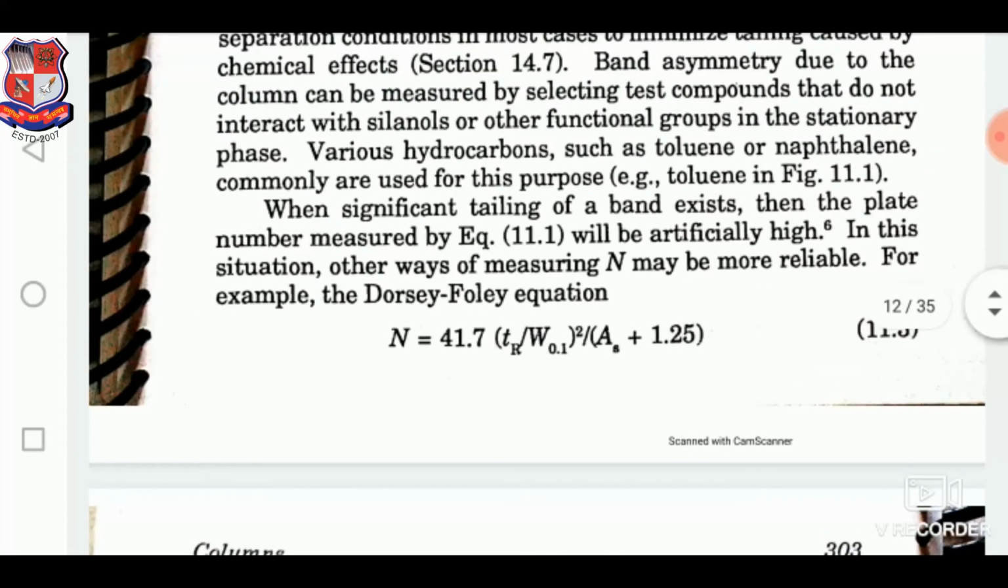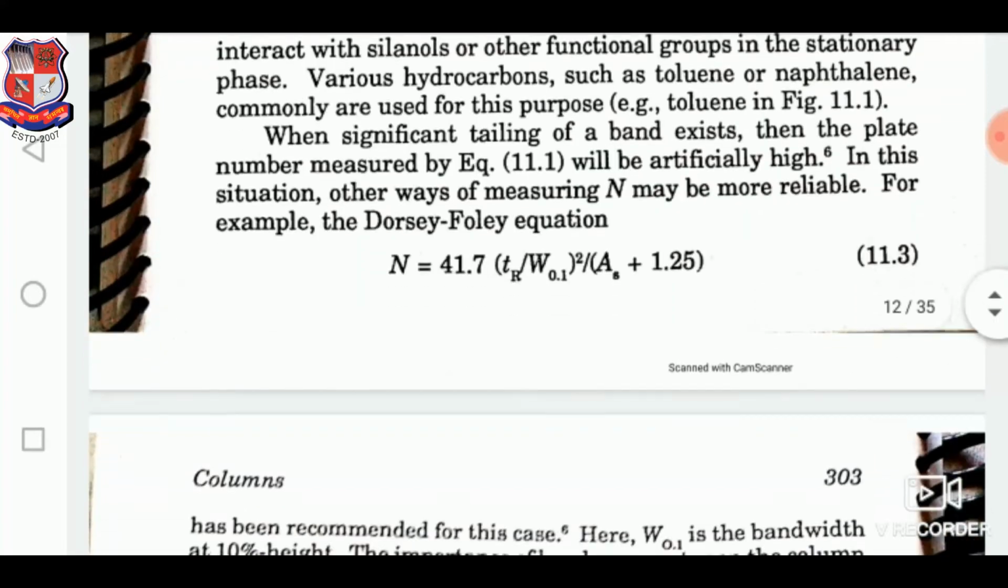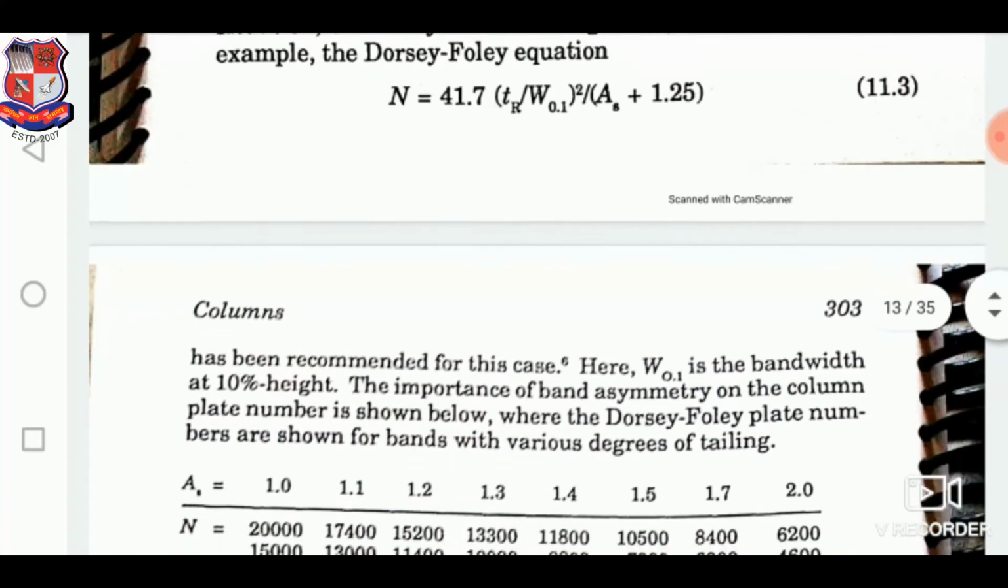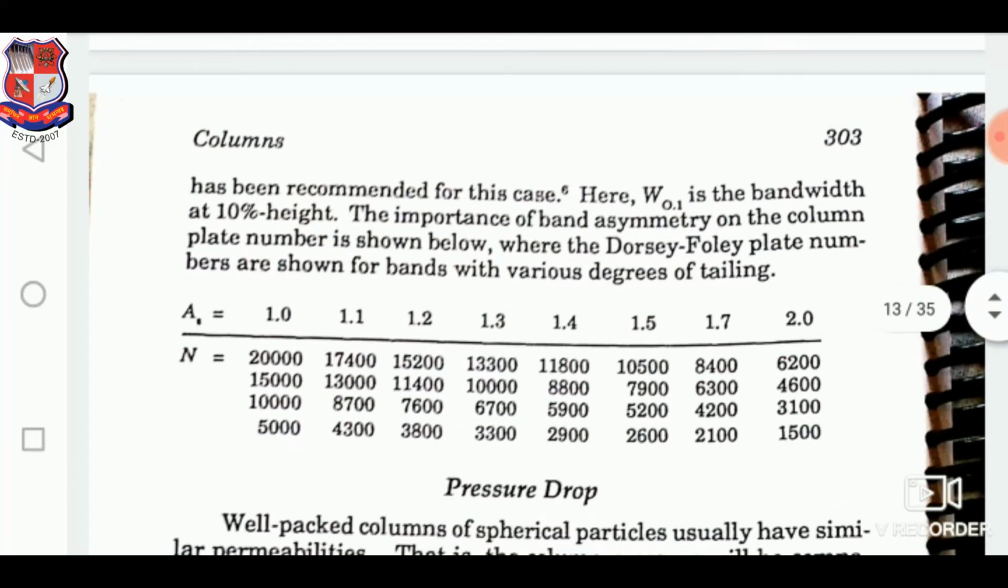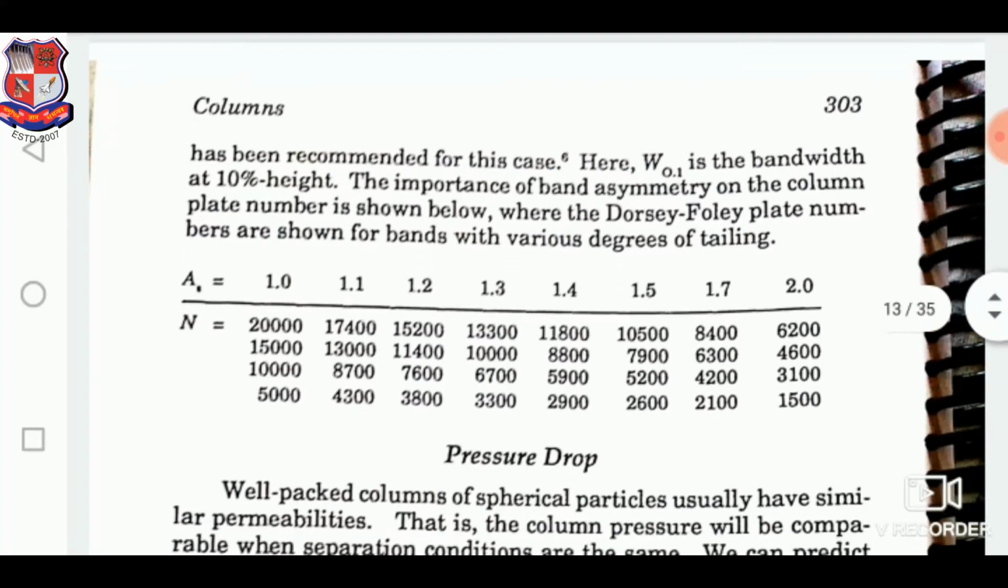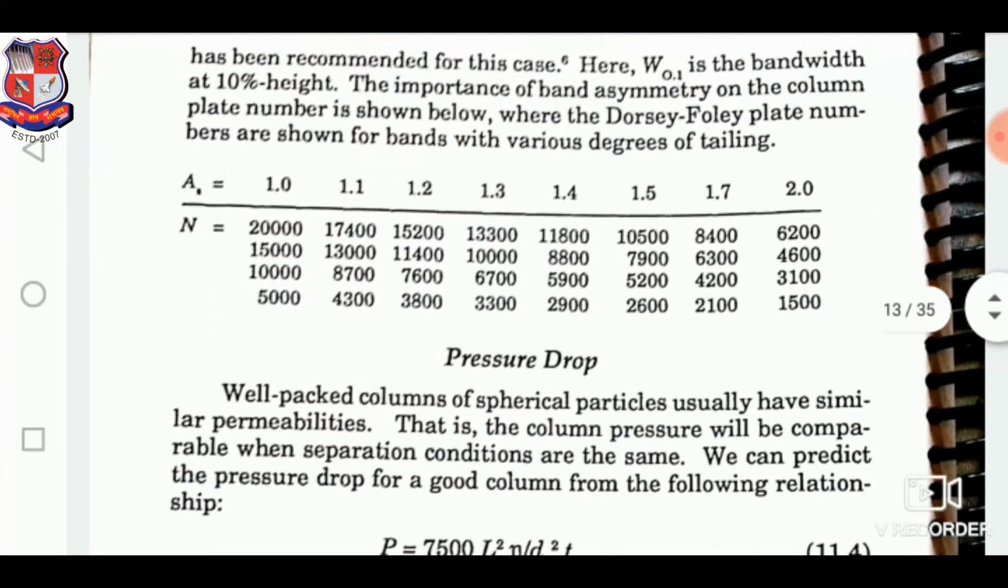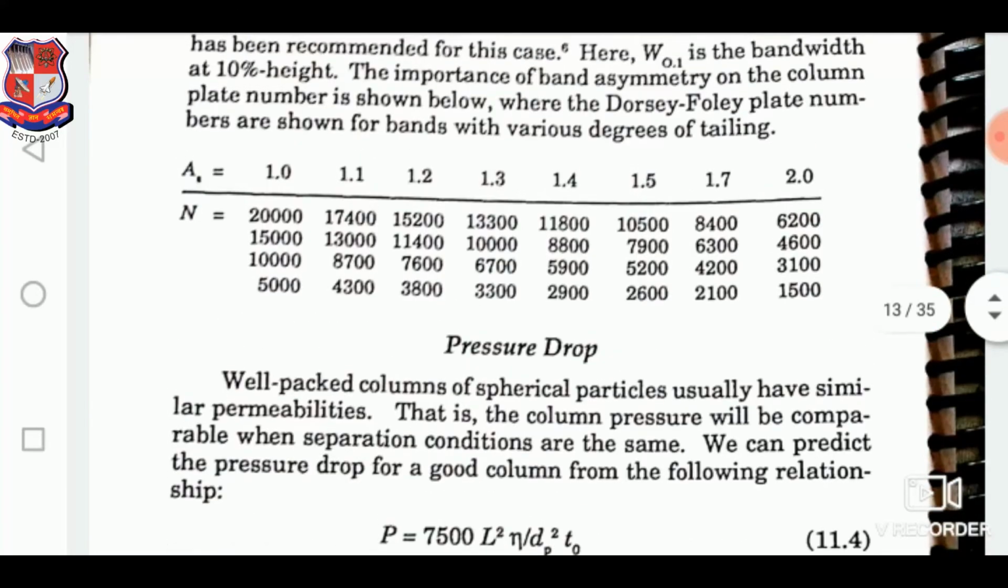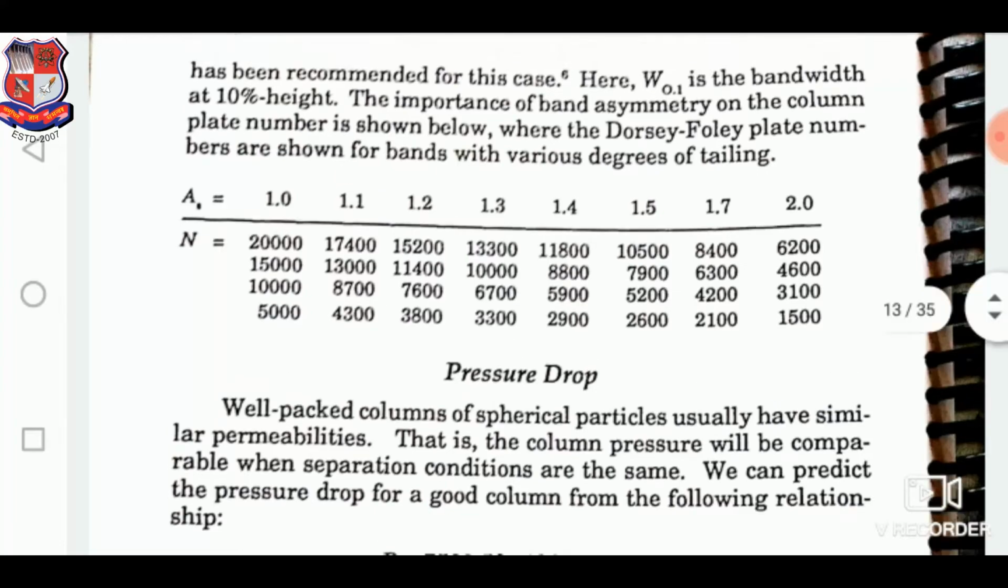And now the Dorsey-Foley equation, here it includes the AS. As you can see, the denominator is AS plus 1.25. So that includes the asymmetry factor, and according to that, the theoretical plate number is calculated. The student, or any operator, should recognize this because with a change in AS there is a change in theoretical plate number.